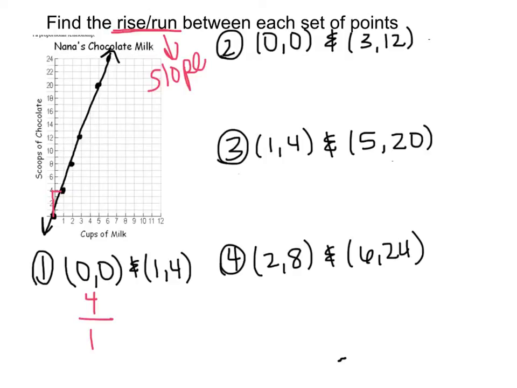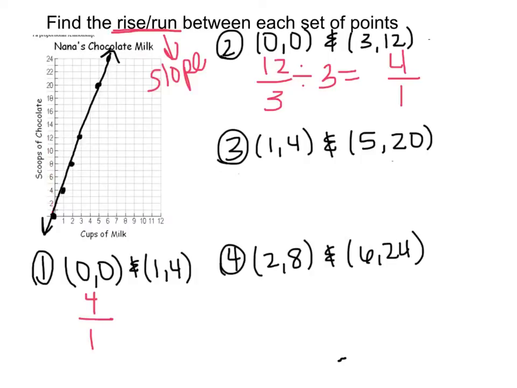Now let's look at the next set of points. We're going to start at 0, 0. And how many are we going to need to go up to get to 3, 12? So to get all the way up to 12, we're going to have to go up 12 spaces. And we're going to have to go over 3 spaces. And we have 12 over 3, but we can reduce that by a factor of 3. And so 12 divided by 3 is 4. 3 divided by 3 is 1. So again, we can see it is rising at the same pace of up 4 and over 1.